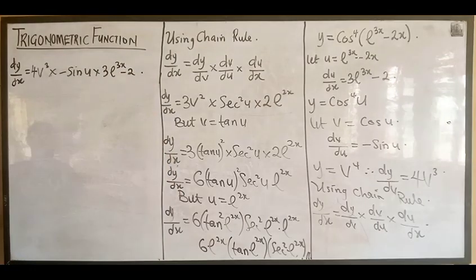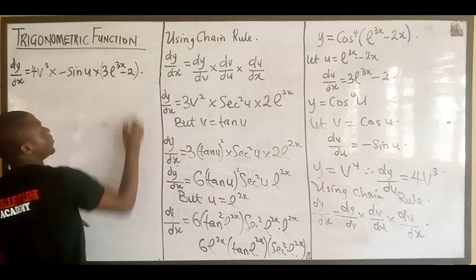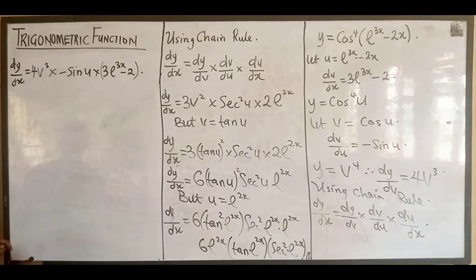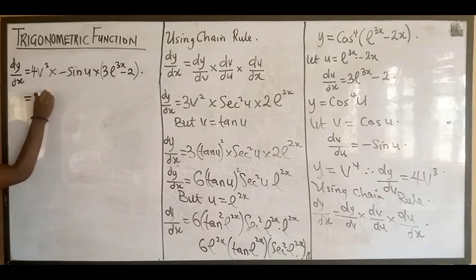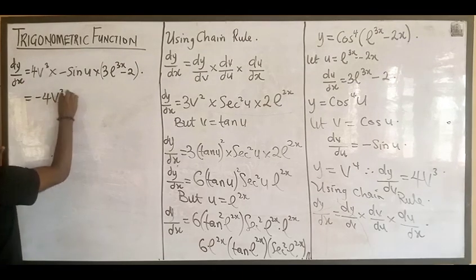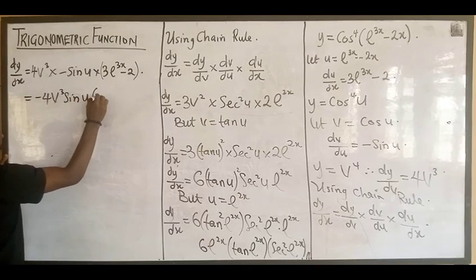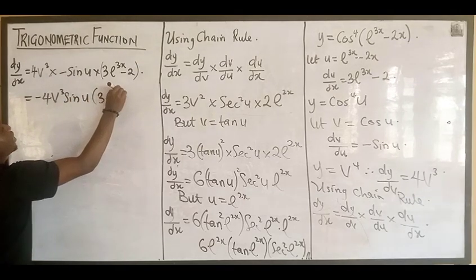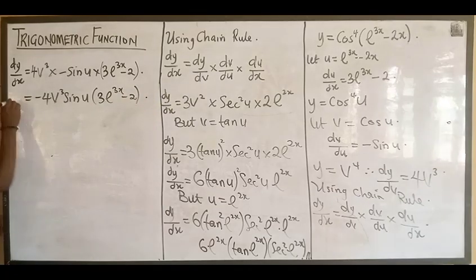Of course, we said v. I can even say it, take it this way, in this manner. This is in bracket, please. In bracket. I can bring out negative 4 first, then v cubed, next up, sine u into 3 exponential 3x minus 2. And correct. Right? Divided by dx.